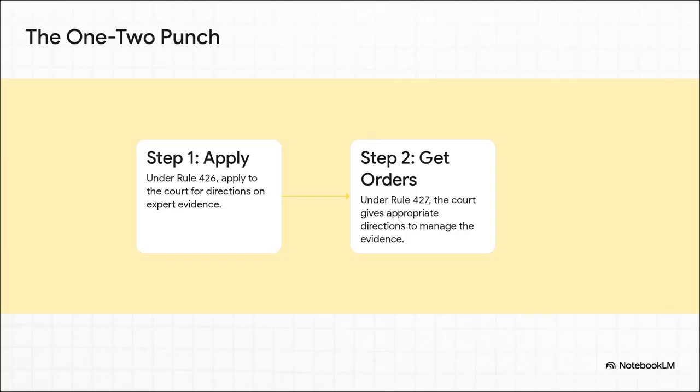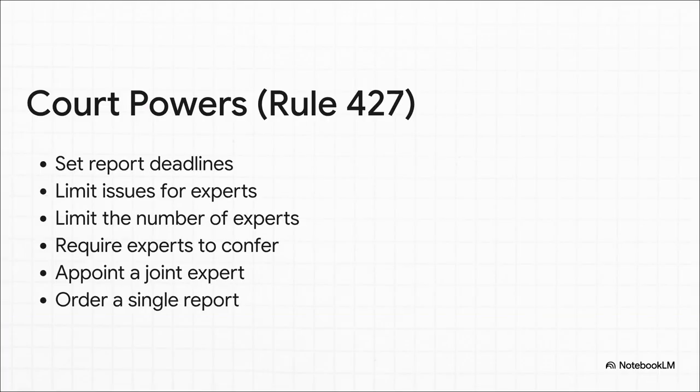Okay, think of this as your strategic 1-2 punch. Step 1 is Rule 426. That's your trigger. The second expert evidence is on the cards, you can apply for directions. And this isn't just a nice idea, it's a core duty. That application then unlocks Step 2, the court's really extensive powers under Rule 427. So for your exam, write these down. Rule 426 to apply, Rule 427 for the court's powers. Got it? Good. And believe me, Rule 427 really changes the game.